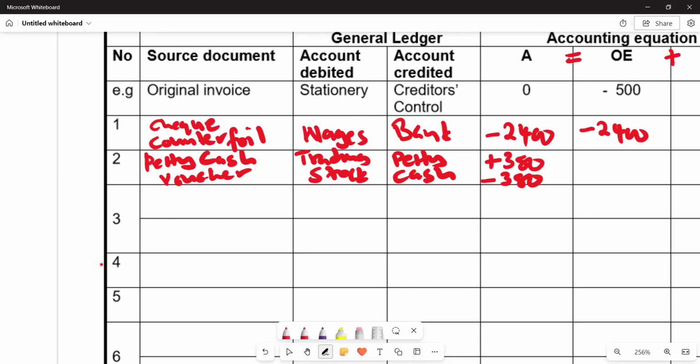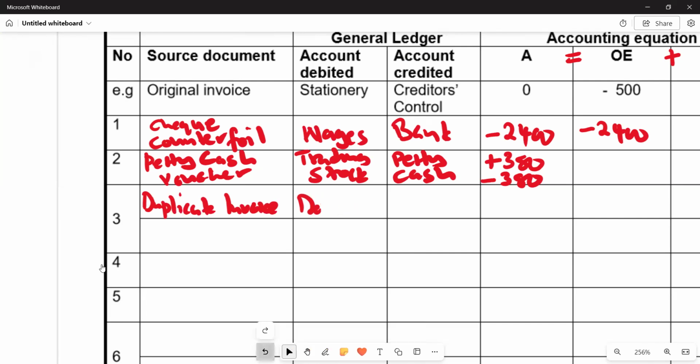So let's start by putting the first double entry. And remember, we are saying the source document is the invoice. And so we are going to have a duplicate invoice as our source document. And then we are saying account to be debited, we've got debtors control. Debtors control, let's just try to make it fit there. And then account to be credited, we have sales.